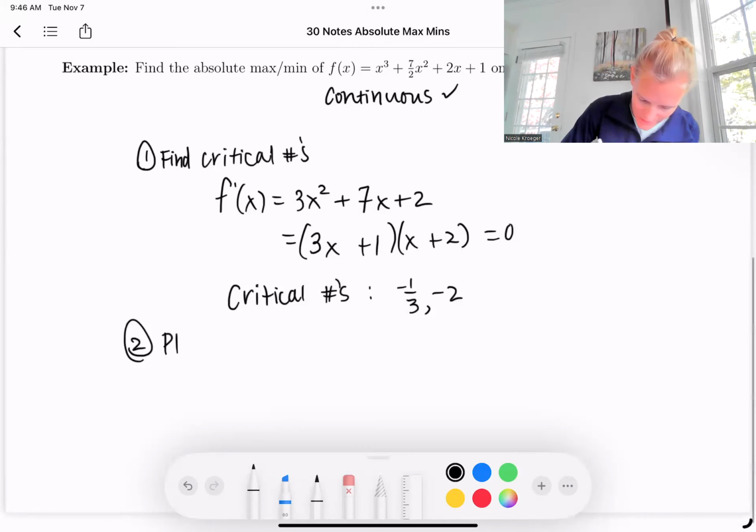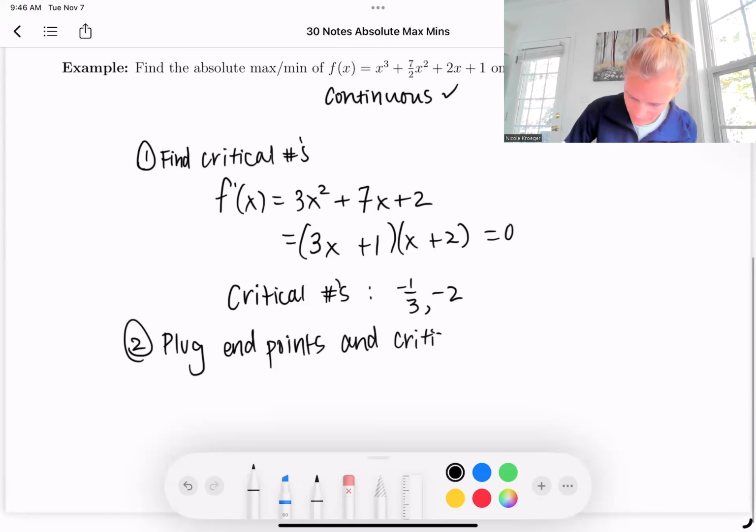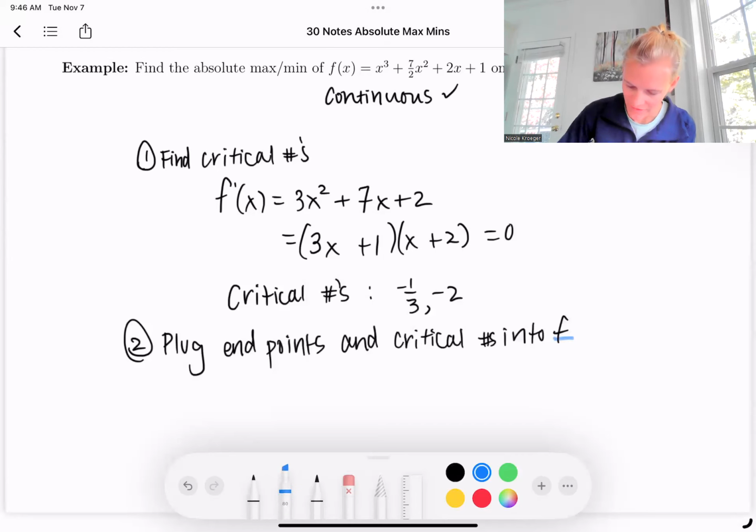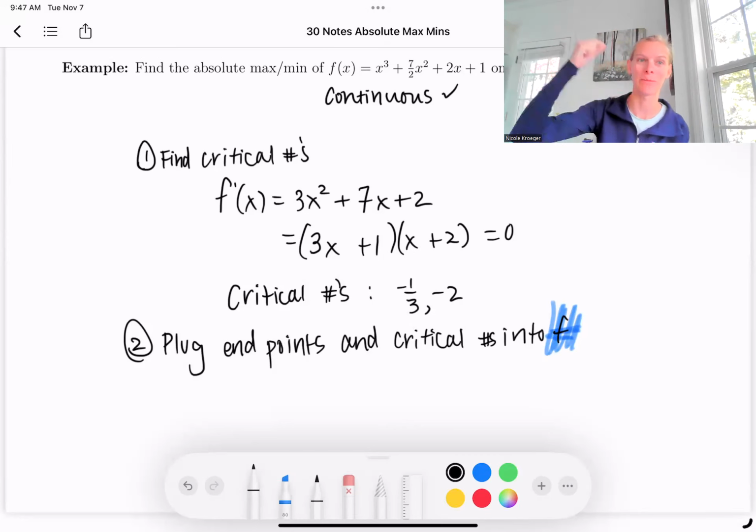So we're going to plug our endpoints and critical numbers into f. This is the original function. This is not f prime. I did not make a typo. I did not make a mistake there. We're plugging things into the original function to see where we get the biggest and smallest y values.